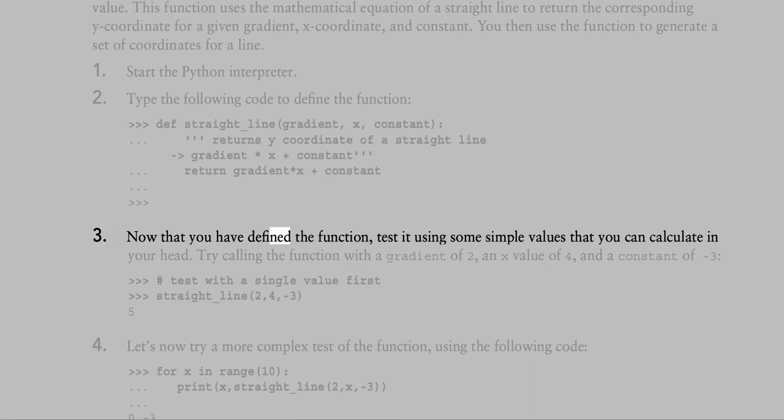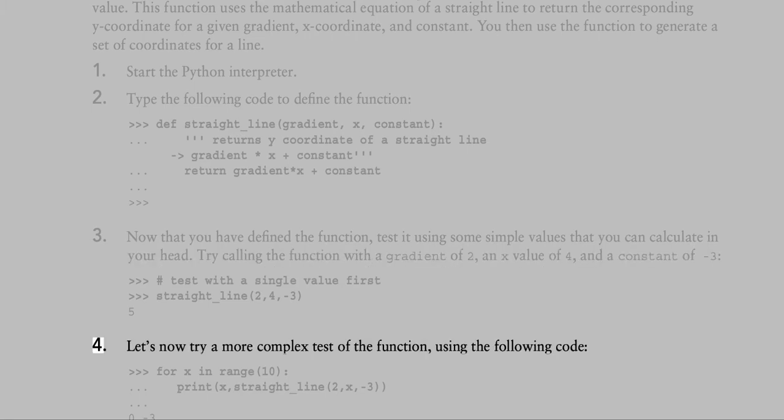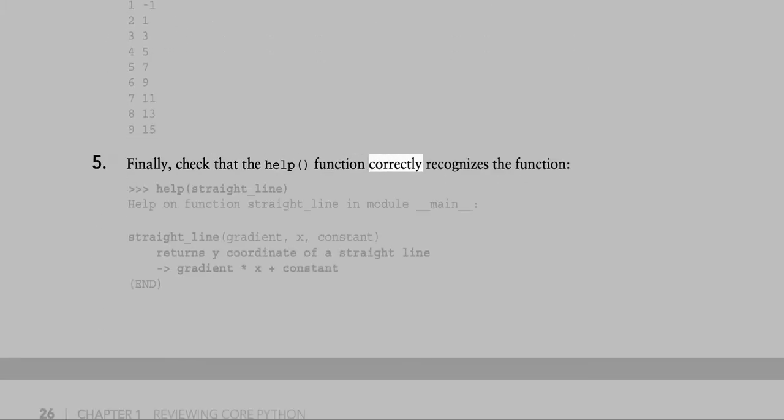3. Now that you have defined the function, test it using some simple values that you can calculate in your head. Try calling the function with a gradient of 2 and x of 4. 4. Let's now try a more complex test: for x in range(10): print x, straight_line(2, x, 3). 5. Finally, check that the help function correctly recognizes the function: help(straight_line).